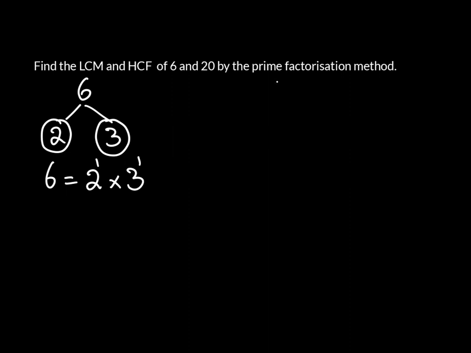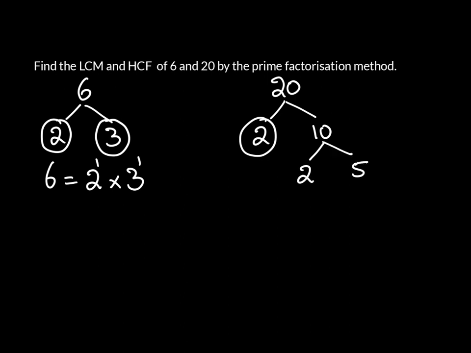Now let's come to 20. What are the prime factors of 20? 2 times 10 is 20. 2 is a prime number. 10 can be written as 2 times 5. 2 is a prime number. 5 is a prime number. So the prime factors of 20 are 2 to the power 2 times 5.